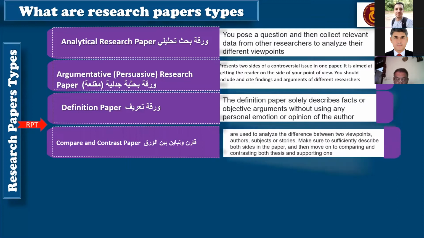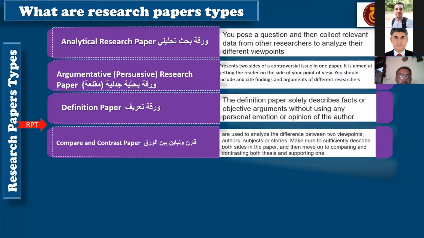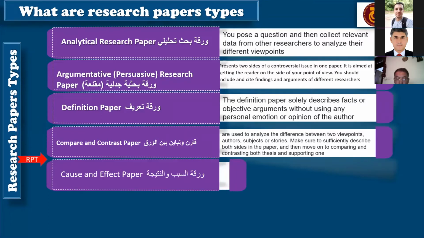So we have a compare and contrast paper, used to analyze the difference between two viewpoints, authors, objects or stories. Make sure to succinctly describe both sides in the paper and then move on to comparing and contrasting both theses and supporting one of them. So it is a comparison paper, or we say contrast paper.